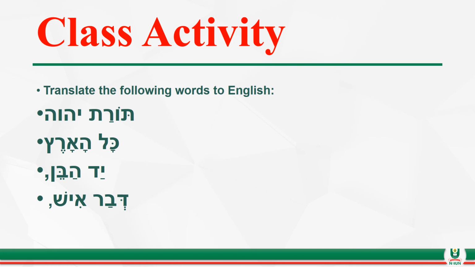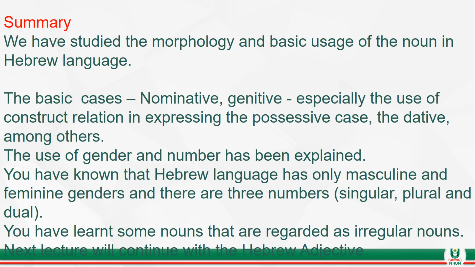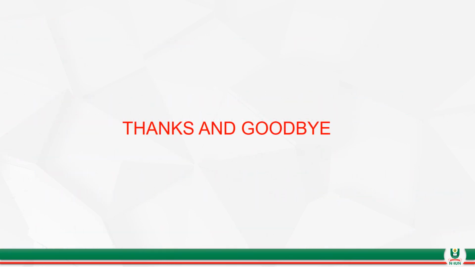Look at this class activity and make attempts on them. Today, what we have done, we have looked at the basic cases, the nominative, the genitive, and the accusative cases. We have also looked at the number and the gender, Hebrew number and gender, and the pointer of the direct object in the Hebrew language. What is remaining is for you to go over these lessons over and over again and get yourself familiarized with them. Thanks and goodbye.